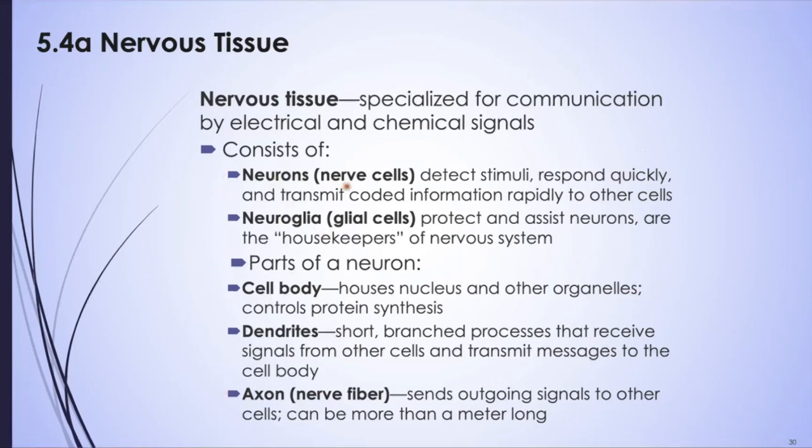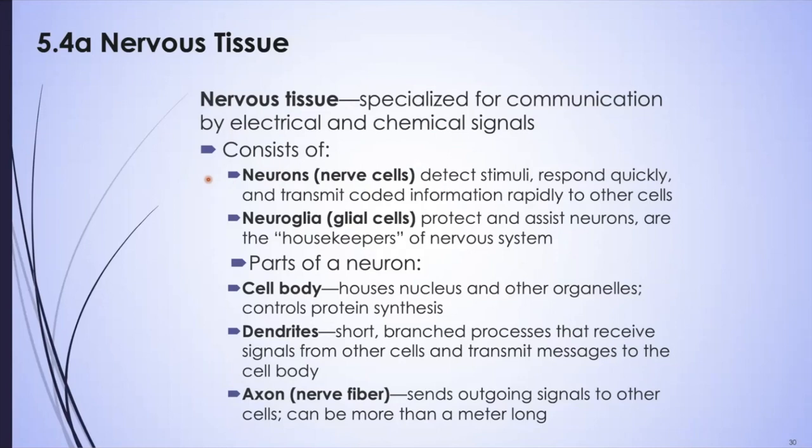Neurons. Neurons are nerve cells. What they're going to do is detect stimuli. They respond quickly. You don't even have to think about it. They just do it. And they're going to transmit coded information very rapidly to other cells. So the neurons are going to tell a set of cells to do something, and then those cells can transmit the message, and so forth.